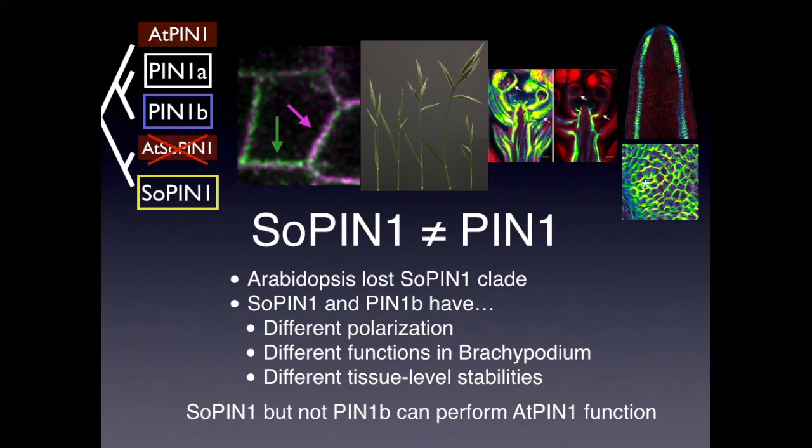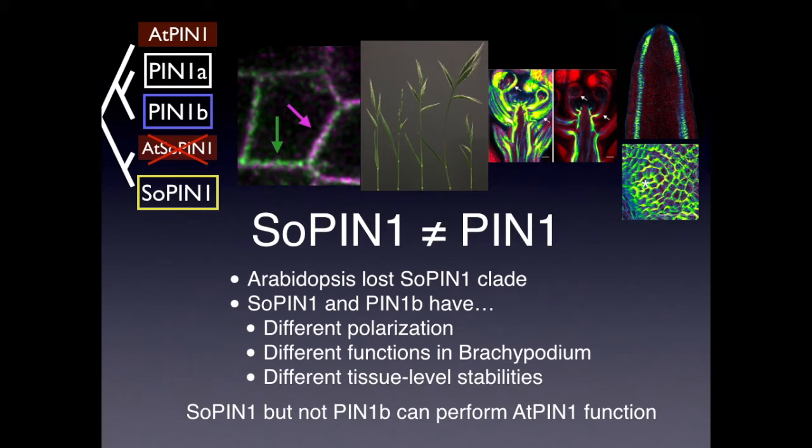Okay, so I'm going to summarize what I've shown you so far. First is that with respect to this small group of PIN proteins, Arabidopsis is really unrepresentative of most angiosperms, which contain this sister clade, which is present in Brachypodium. When you look at the polarization dynamics of the sister versus the PIN1 clade, there are single cell differences in polarization, which really points to protein intrinsic features that are different between the two clades.